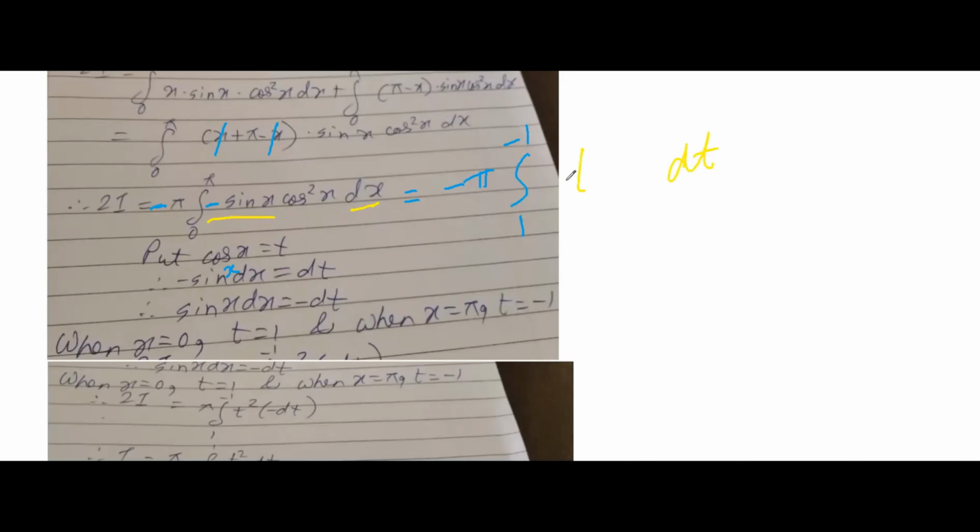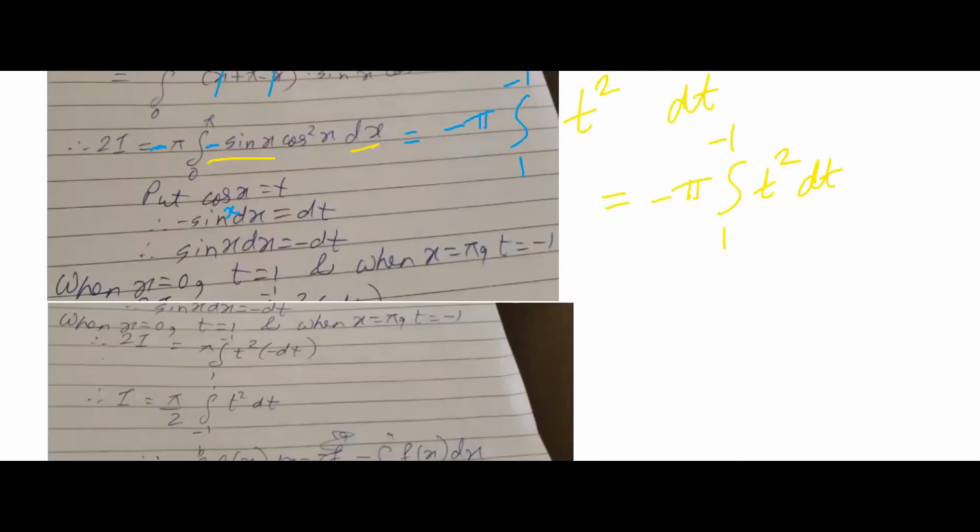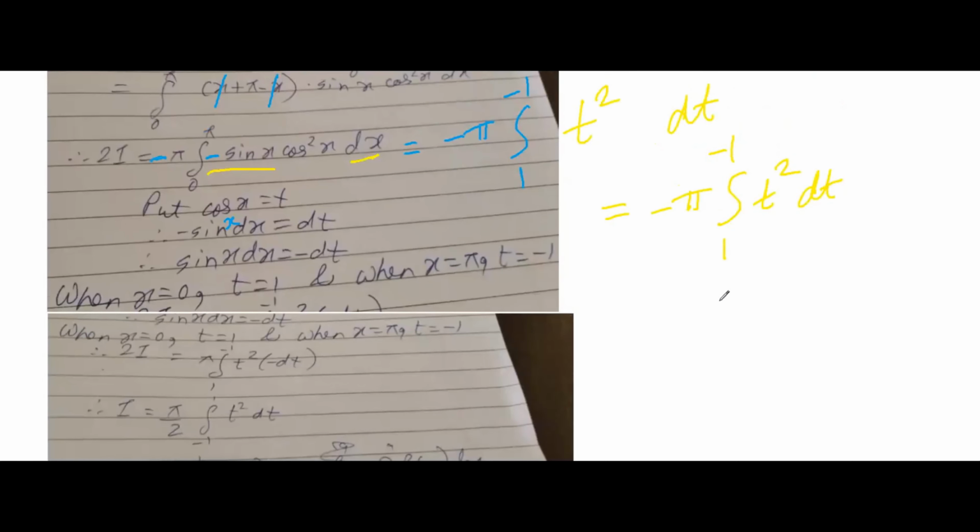Cos square x, you will write here t square. So you will get integration of minus pi, 1 to minus 1, t square dt. Okay, so that's what you got here. Now you again applied this particular formula because it is an even function, and that's perfectly correct. Here, once you reach this step, even without applying that even formula, you should get the answer. Let's check how you will get the answer.